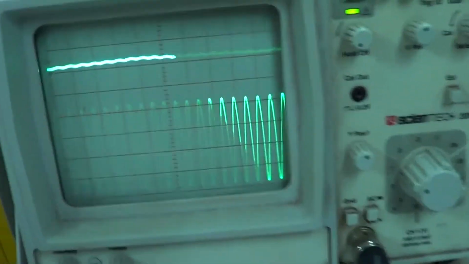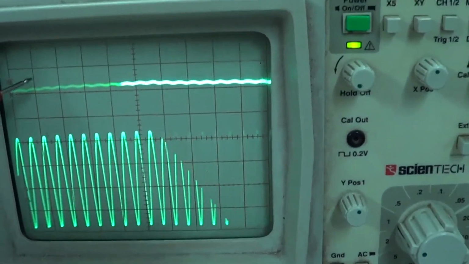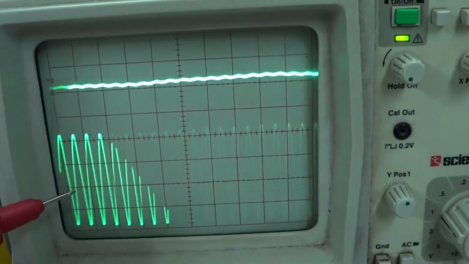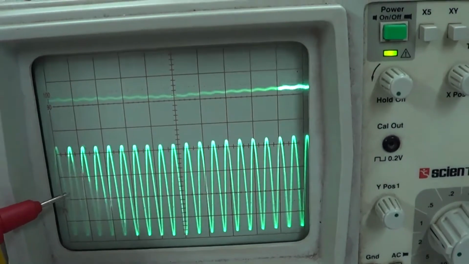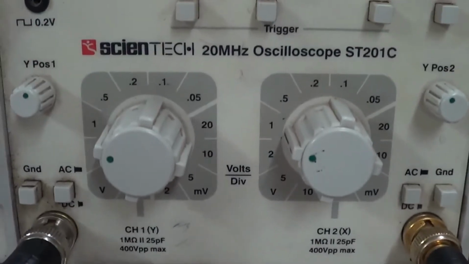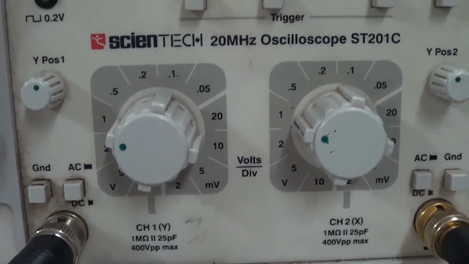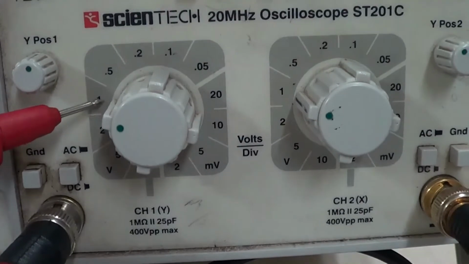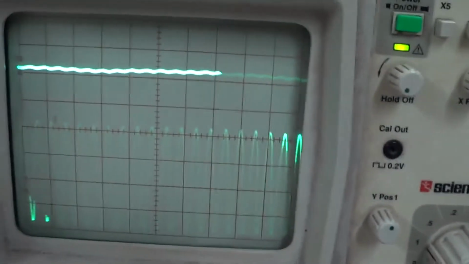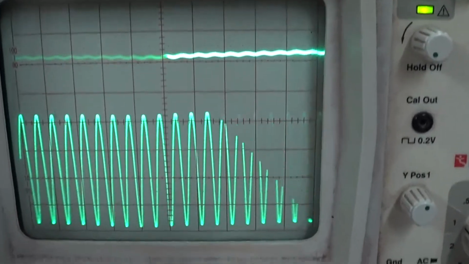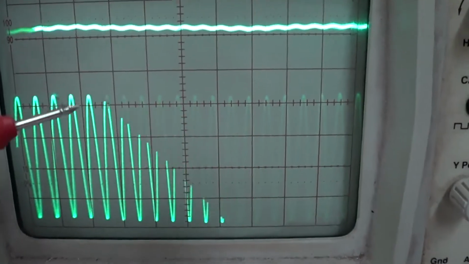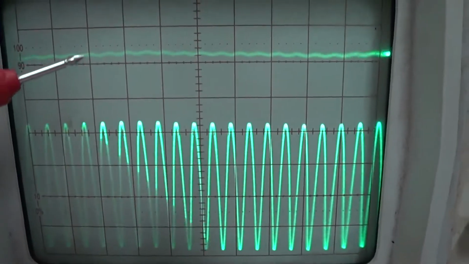You can see here that the channel 1 shows the input signal, whereas channel 2 shows the output signal. Both the channels are now operating on the same scale, that is 1 volt per division. So you can see the relative amplitudes of the input and output signals. You can see that the output signal is much amplified as compared to the input signal.